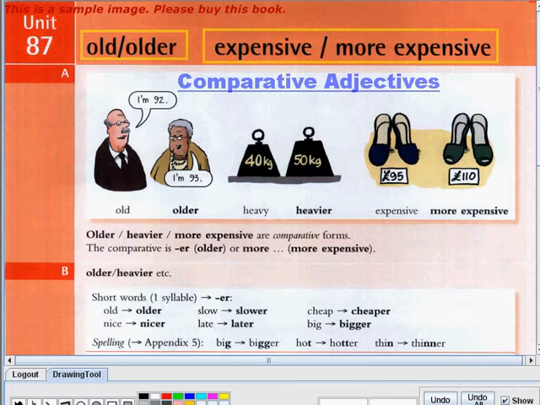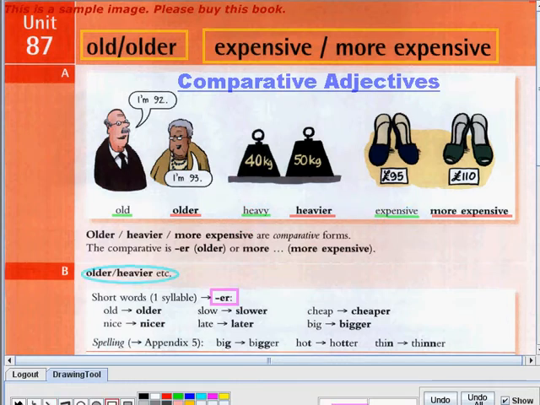So let's have more examples of comparative adjectives. Let's all together read the samples. Old, older, heavy, heavier, expensive, more expensive. So in this case, the words older, heavier, and more expensive are comparative forms of the adjectives old, heavy, and expensive.